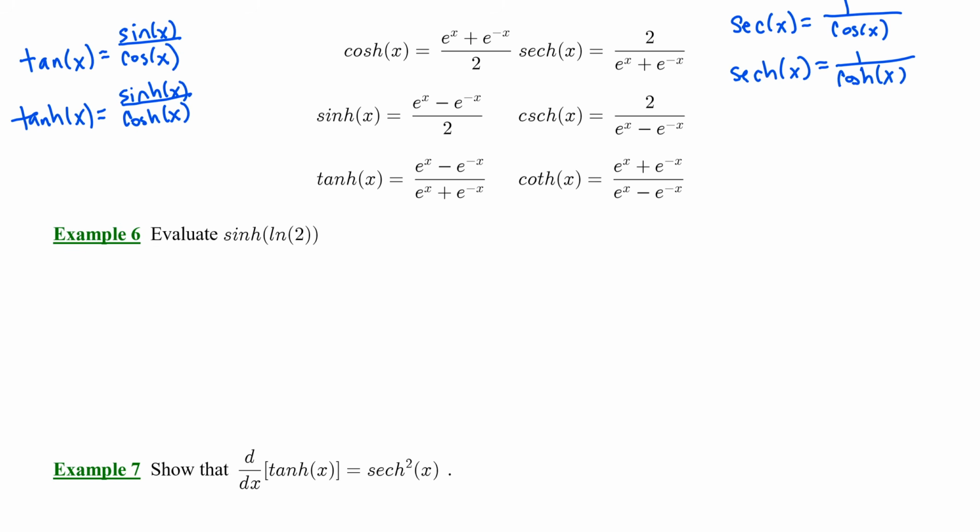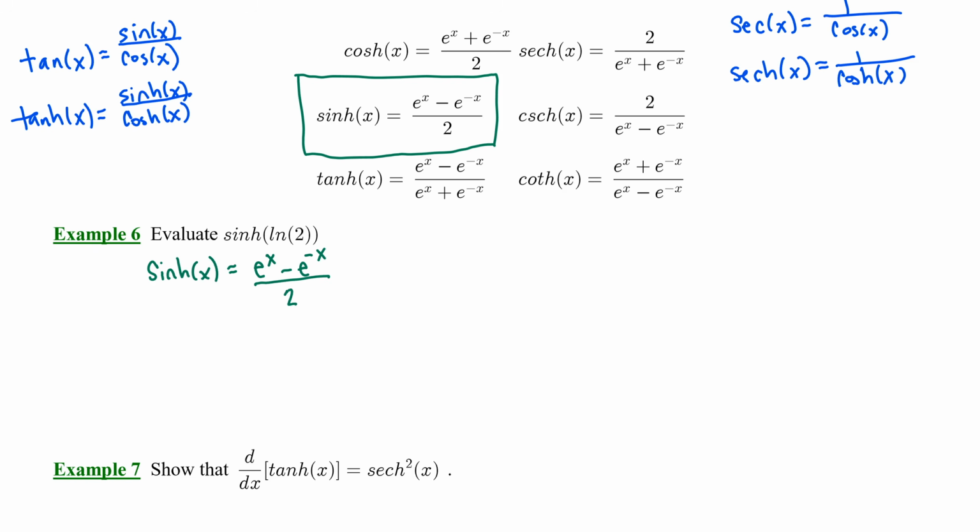So to evaluate a hyperbolic sine function, I'm going to use its equivalent natural exponential function. So hyperbolic sine of x is equal to e to the x, remember this is the one that has the negative in between, minus e to the negative x, over 2. So hyperbolic sine of the argument natural log of 2 is going to be e to the natural log of 2, I'm just plugging natural log of 2 in for x, all divided by 2.